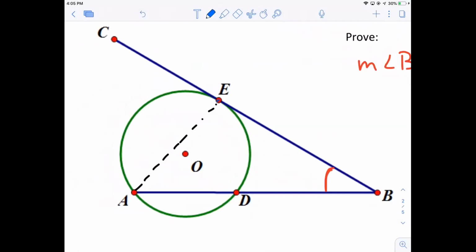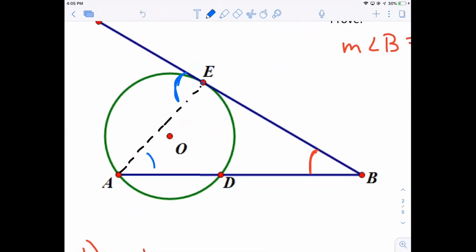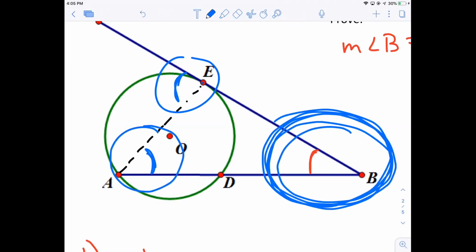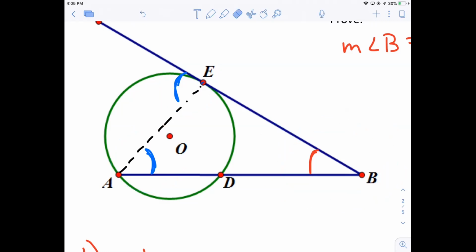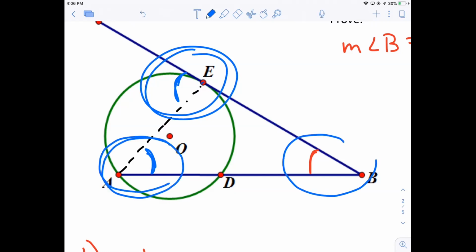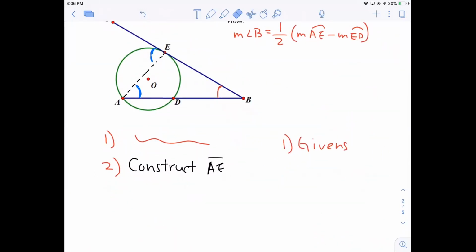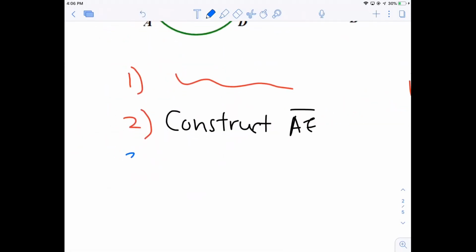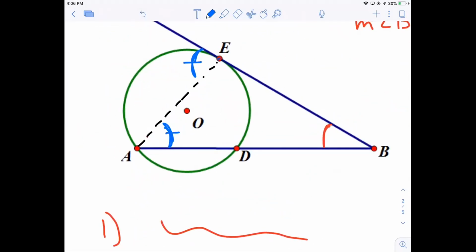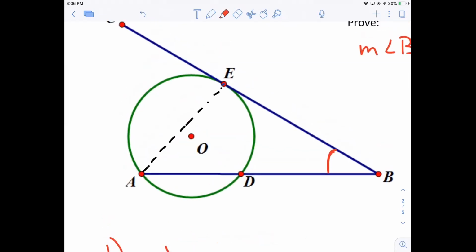So I'm going to be taking a look at this angle here and this angle. How do these two angles relate to the angle we are interested in, angle B? Well, this is an exterior angle, so that means it should be equal to the sum of the two non-adjacent interior angles. And these are not equal, by the way. I'm just marking the angles that I'm interested in. So this angle and this angle.